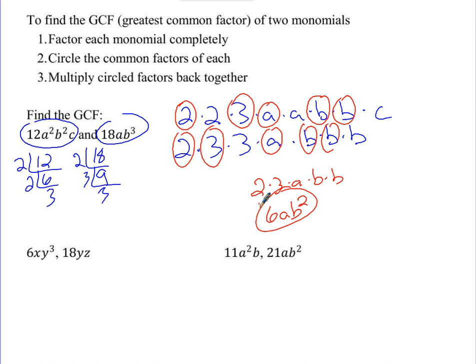So with practice, you guys probably will be able to skip writing down this right here very soon. In fact, you probably won't ever do it again. I probably won't ever do it again. You'll be able to go straight from here to here. Because really, it's just 2 times 3, which is 6, A, and then B times B, which is B squared.